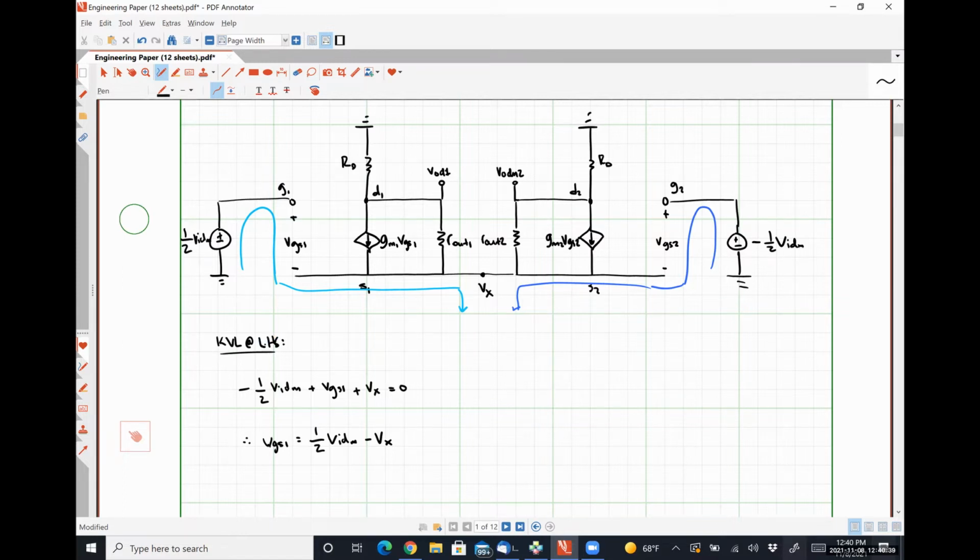My apologies. If I do the same thing on the right-hand side, I have positive 1/2 VIDM plus VGS2 plus Vx is equal to 0, which is going to give me VGS2 is equal to negative 1/2 VIDM minus Vx.